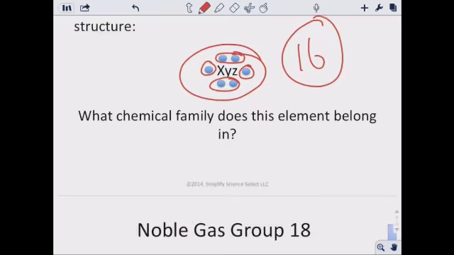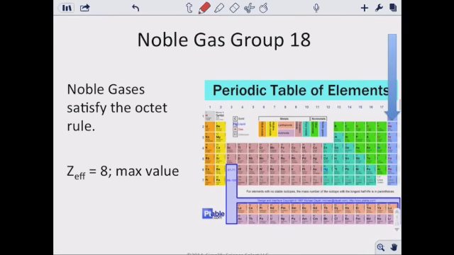Now, in looking at the noble gases, or group 18, the noble gases satisfy the octet rule. The reason why they do this is because they have an effective nuclear charge of essentially 8.